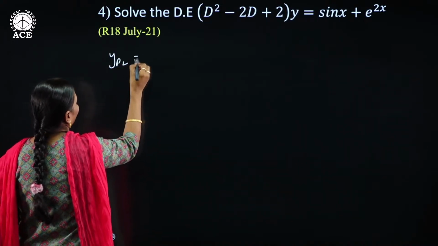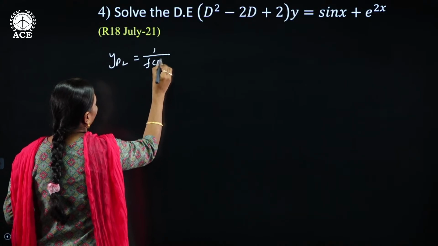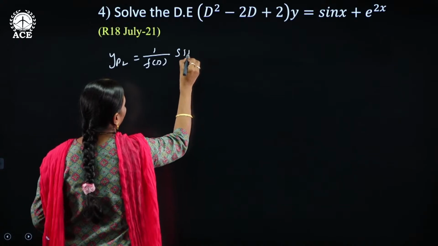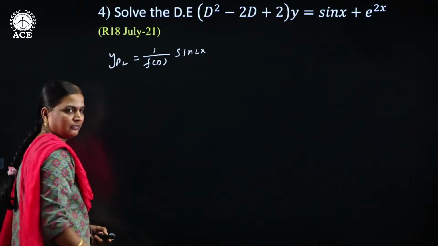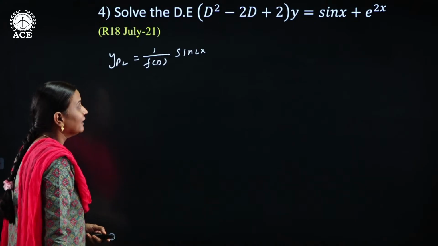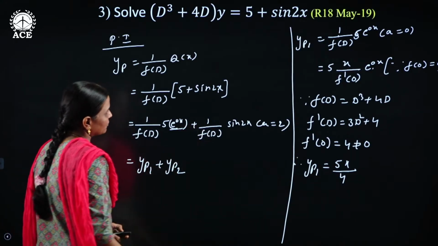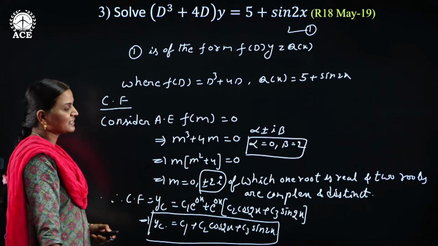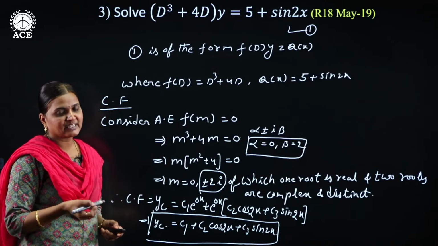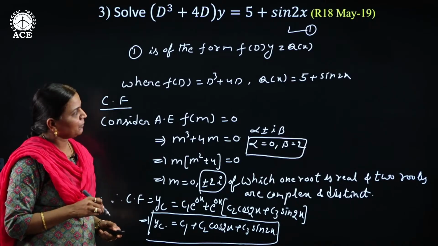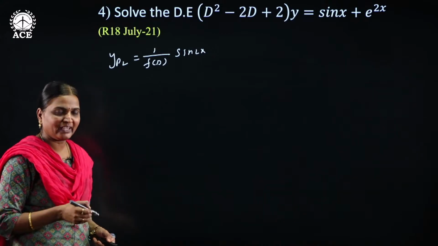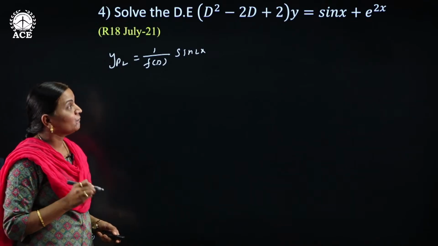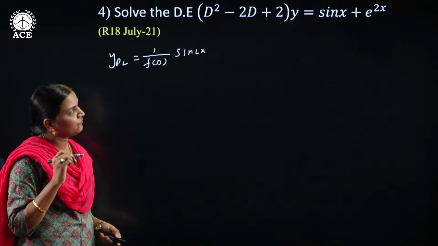Consider yp2. Yp2 is equal to 1 by f of d into sin 2x. Observe clearly: out of 3 roots, 1 is real. So when q of x is equal to either sin x or cos x and the roots are real, if we replace d square by minus a square, the denominator is not equal to 0. This is one important key point, without substituting the value in the given f of d.